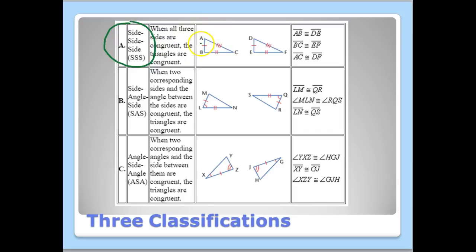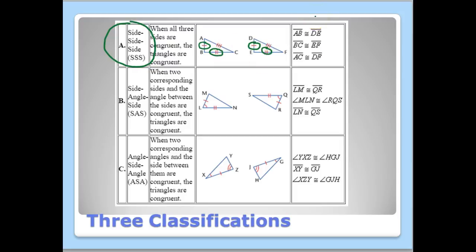So, for example, side AB is congruent to side DE, sorry. And you can tell this because there's one hash mark. Here we have two hash marks, which means side BC is congruent to side EF because it has two, and so on and so forth.